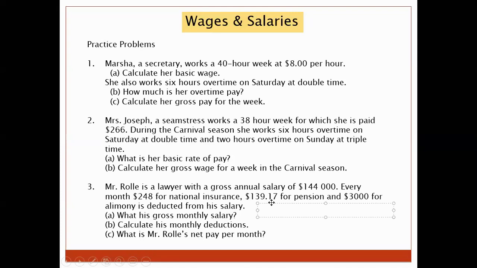It says, Mr. Roll is a lawyer with a gross annual salary of $144,000. Every month, $248 for national insurance, $139.17 for pension, and $3,000 for alimony is deducted from his salary. Calculate A, his gross monthly salary, B, his total monthly deductions, and then C, Mr. Roll's net monthly payment. What is Mr. Roll's net monthly payment? Let me check quickly to see if I put that slide in here.